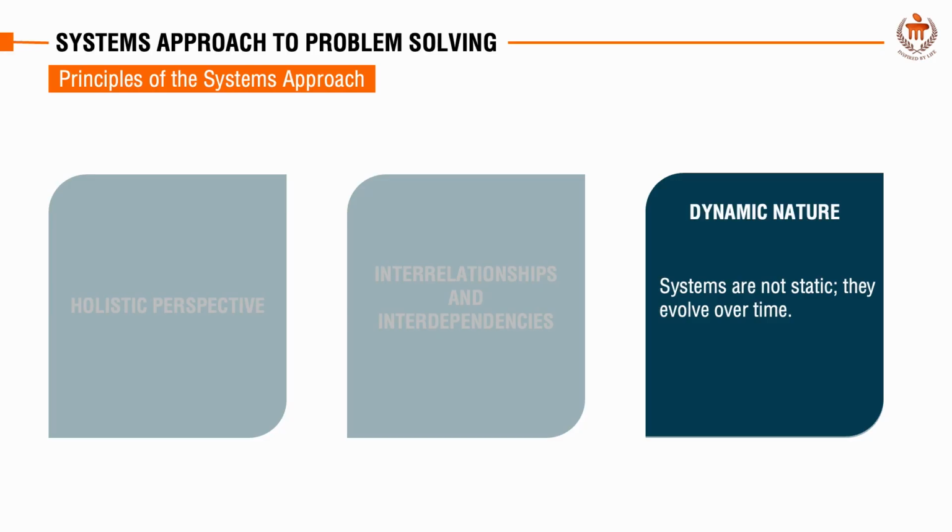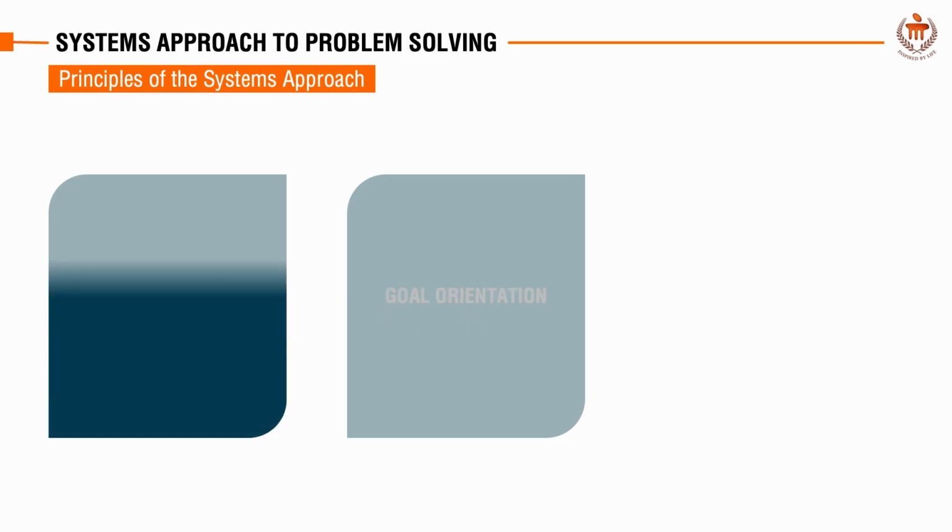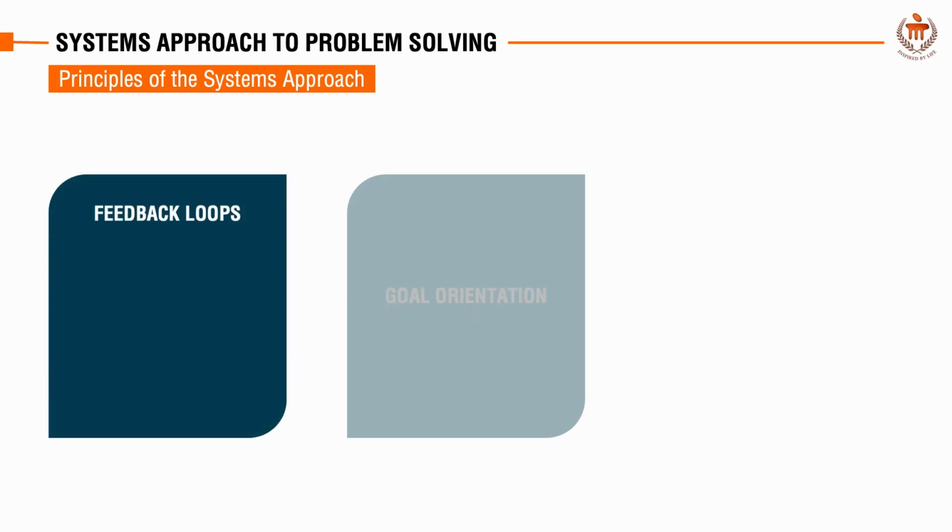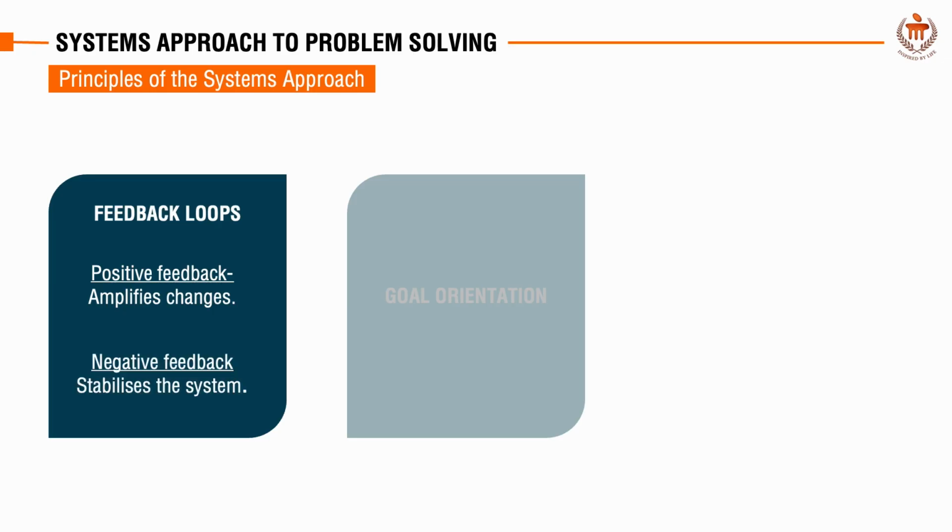Dynamic nature. Systems are always changing and evolving. A systems approach considers these changes and prepares for future challenges. It acknowledges that systems are not fixed but constantly moving. Let's continue with the next principle, feedback loops. Feedback helps us understand how changes in one area affect the rest of the system. Positive feedback increases or amplifies changes. Negative feedback balances or stabilizes the system to keep it on track.